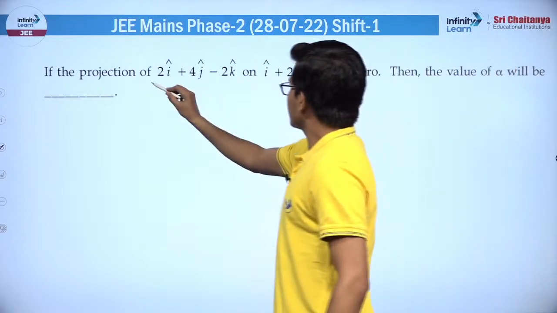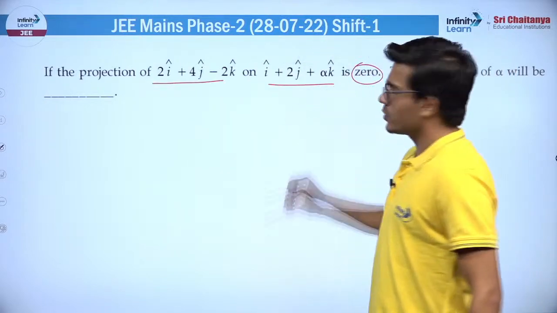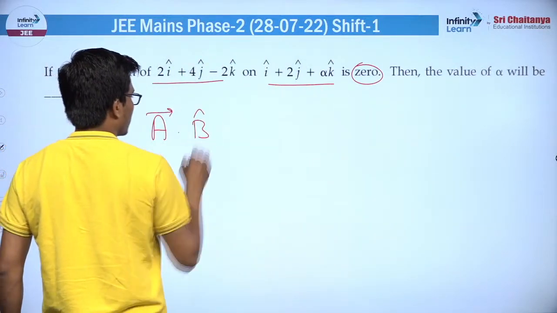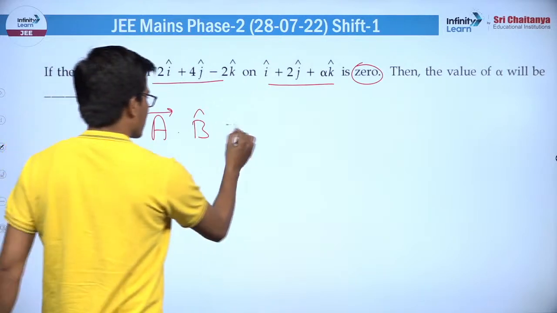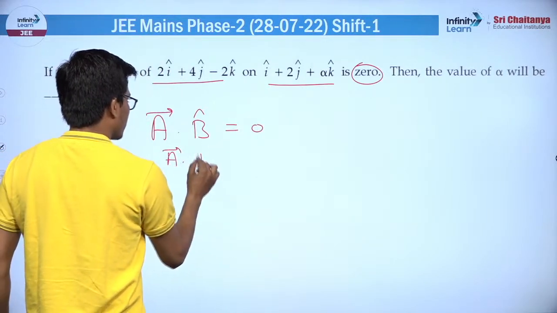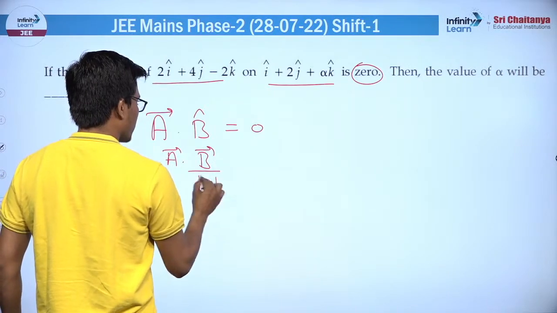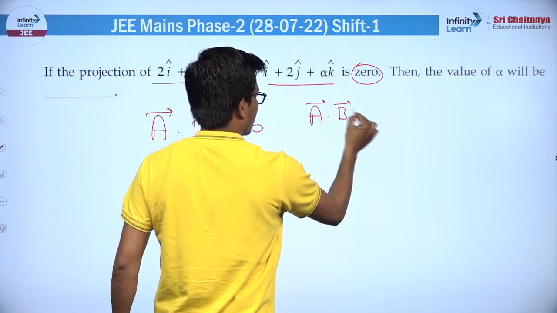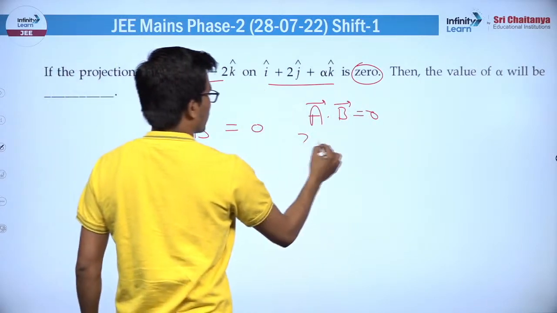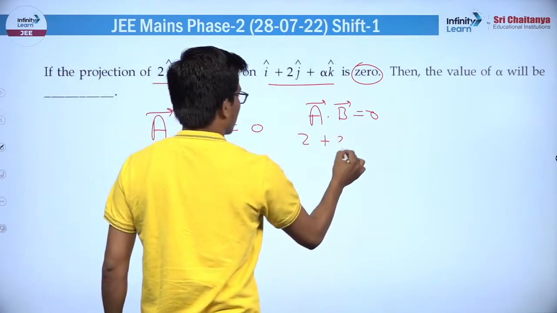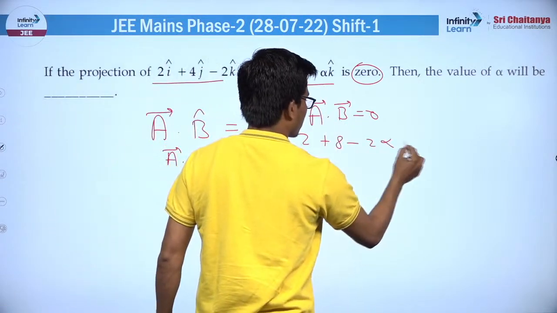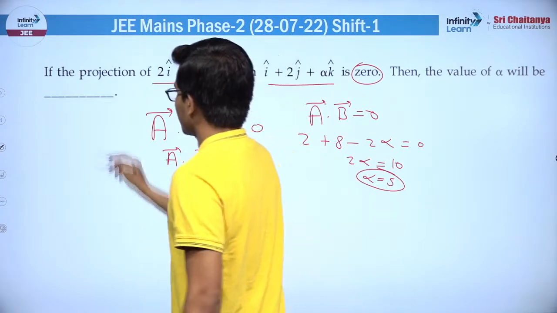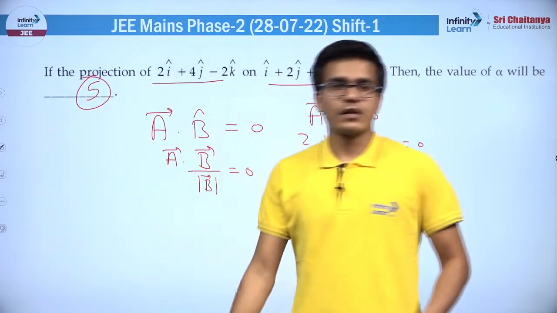The projection of this vector on this vector is given to you as 0. You have to find alpha. You know that the projection of vector A on vector B is given by A vector dot B cap. This is equal to 0. So eventually the dot product is 0, right? The dot product is 2 into 1 is 2, 4 into 2 is 8, minus 2 into alpha is minus 2 alpha, equal to 0. So 2 alpha equals 10, so alpha has to be 5. So the answer should be 5, the value of alpha.